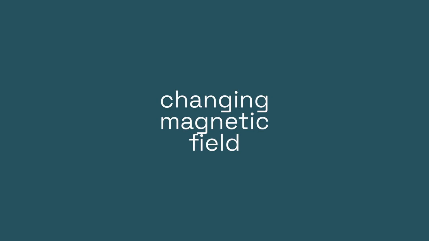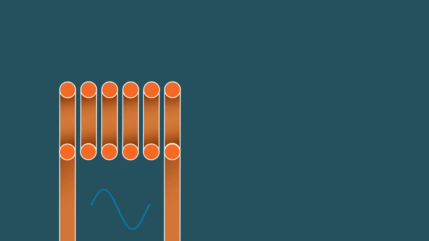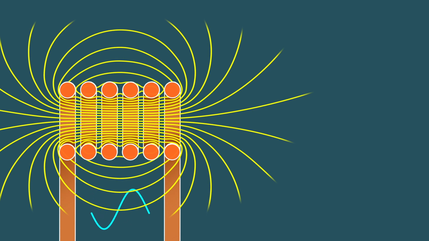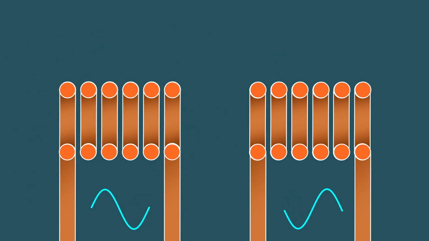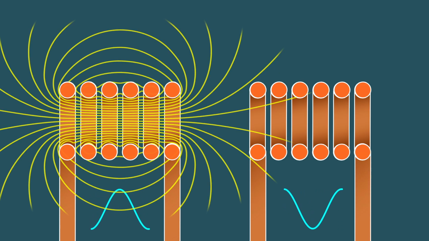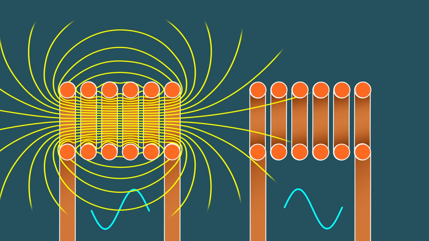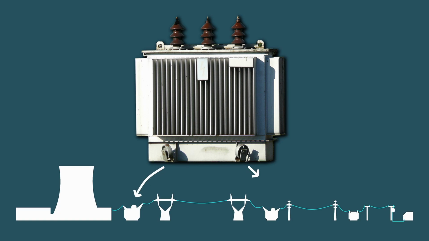The first method, a changing magnetic field. If we have a coil into which we supply a current of changing magnitude, we also create a changing magnetic field. In a second coil, voltage is induced due to this changing field. Depending on the ratio of turns in the first and second coil, we can increase or decrease the output voltage. This is exactly how transformers work, the ones you can find on power lines between a power plant and your home. Transformers significantly reduce the cost of transmitting electrical energy, because the higher the voltage, the more efficient the energy transmission. On the other hand, lower voltage is easier to control and also safer.